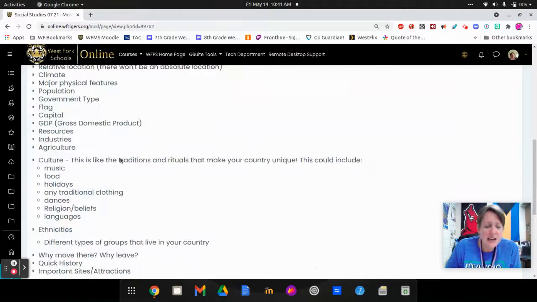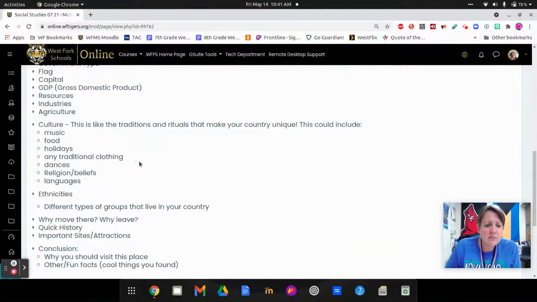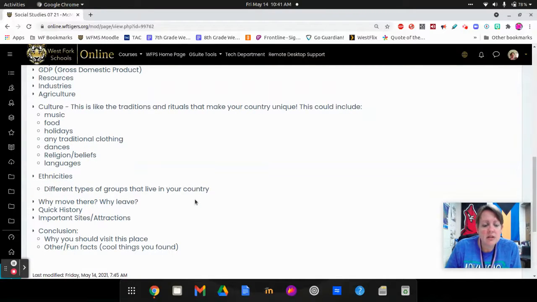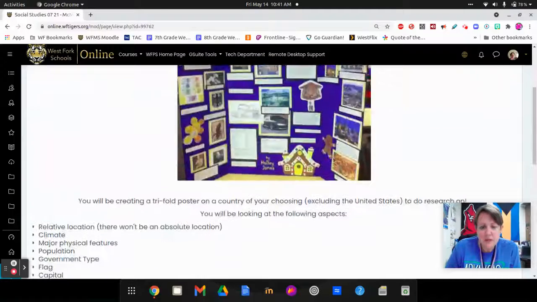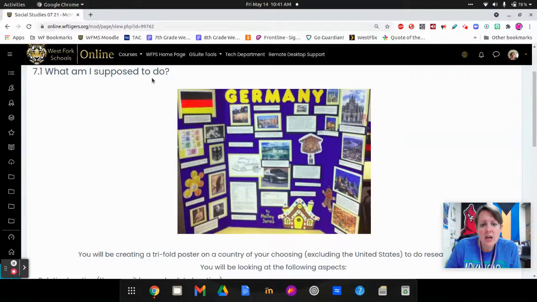If you find anything else that is not listed here that you think is really important to put in there, please do so. This is not all-inclusive, but these are the things I want you to include. Anything extra? Awesome. So that is your ultimate goal, to create a trifold poster of a country of your choosing. All right, we'll get into some of the details in the next episode.